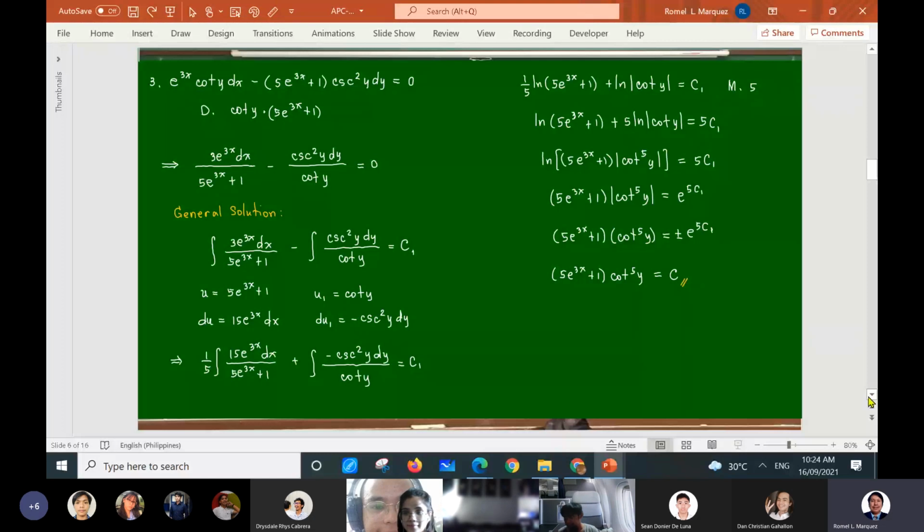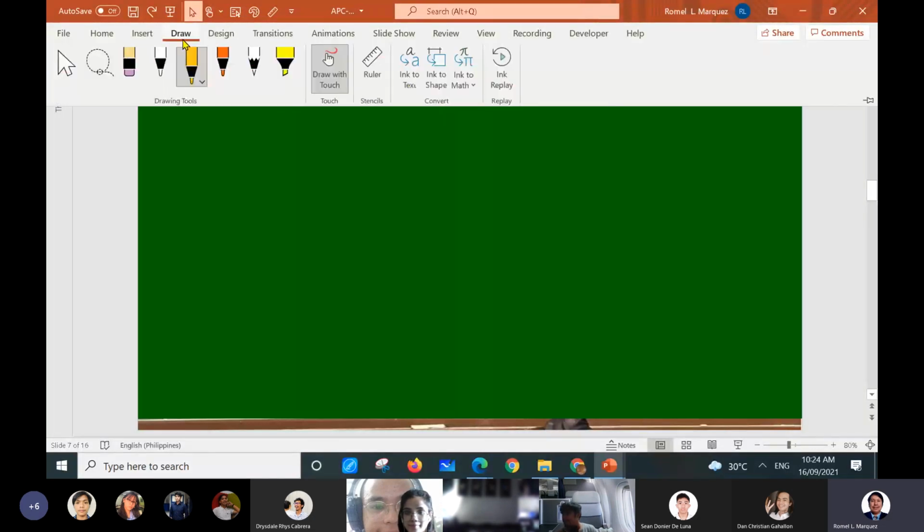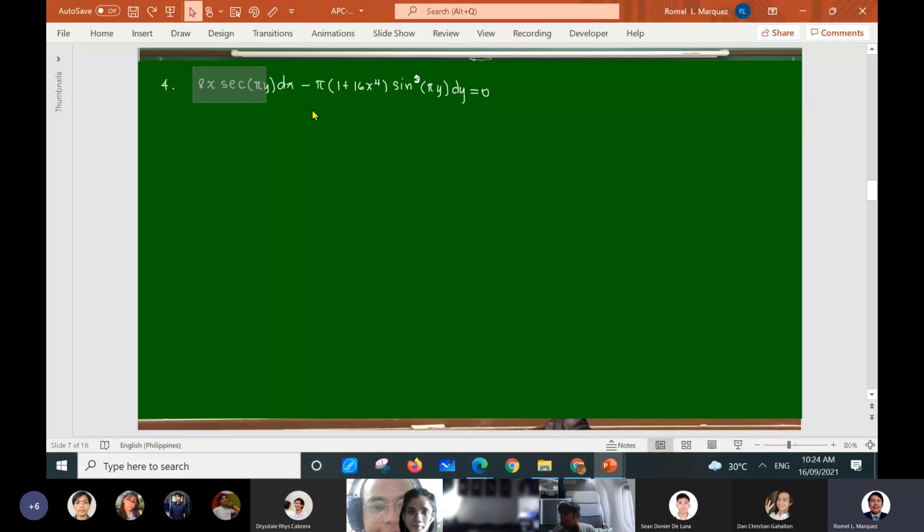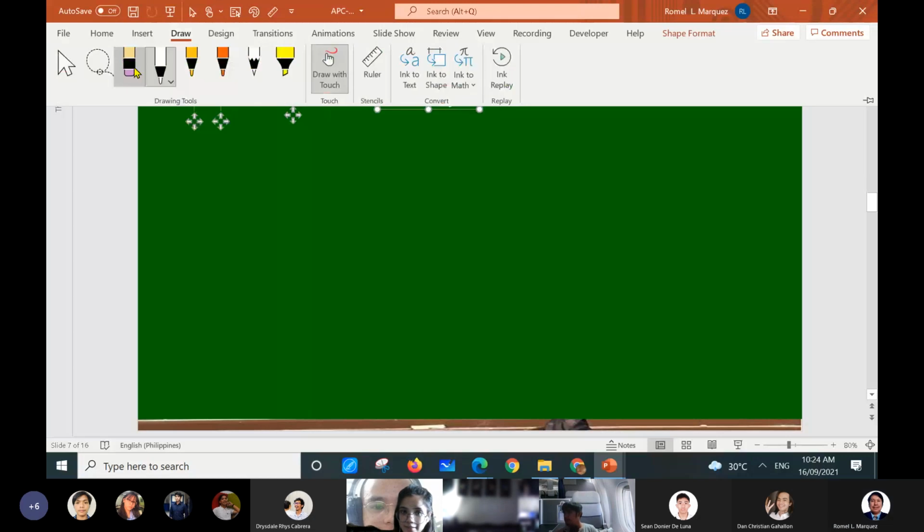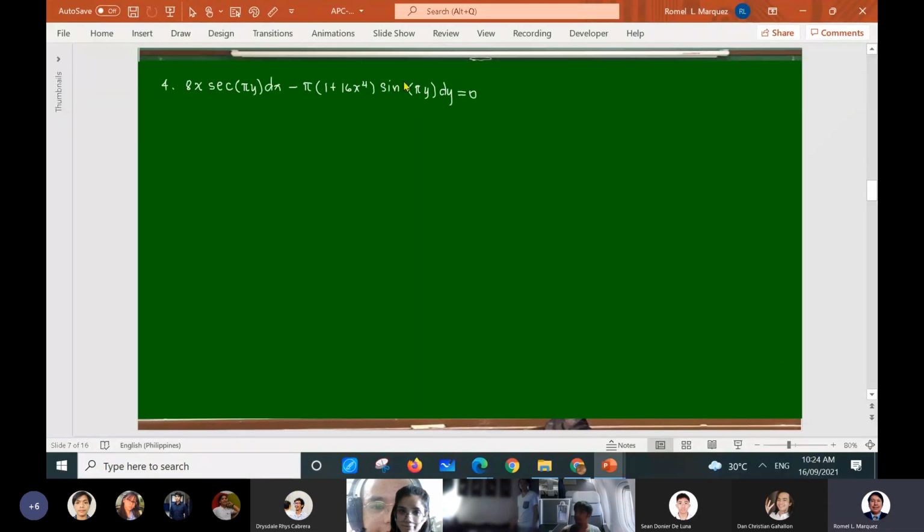Okay, none. Number 4. What about number 4? What do you think about this problem, guys? Guys, what do you think about this? What is our multiplier or divisor? Divide by what? Here, divide by secant of pi y, no? What about here? We divide by 1 plus 16x to the fourth, right, guys?